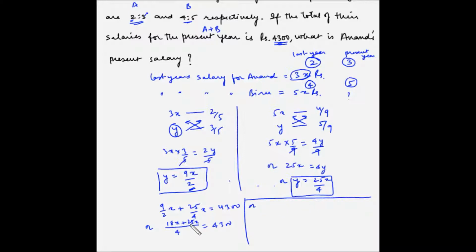18 plus 25 is 43, so 43 times x divided by 4 is equal to 4300. So this 43 cancels with this, so this becomes 100, or x is equal to 4 comes here, so 4 multiplied by 100 is 400. So x is equal to 400.